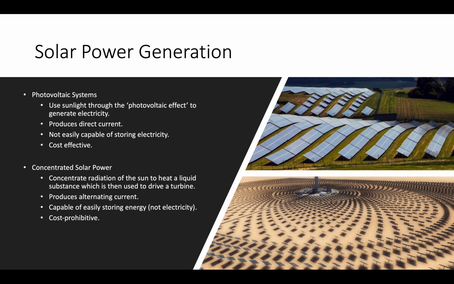So let's just look at the side here where I listed some characteristics of both. PV systems use sunlight through the photovoltaic effect to generate electricity. They're not using heat. They produce direct current. Not easily capable of storing electricity, but they are cost effective. CSP, on the other hand, concentrates radiation of the sun to heat a liquid substance which drives a turbine, just like in all thermal generation forms like geothermal as well as fossil fuels. It produces alternating current, which is easier to distribute on the grid, but it is cost prohibitive. It's a more costly device.